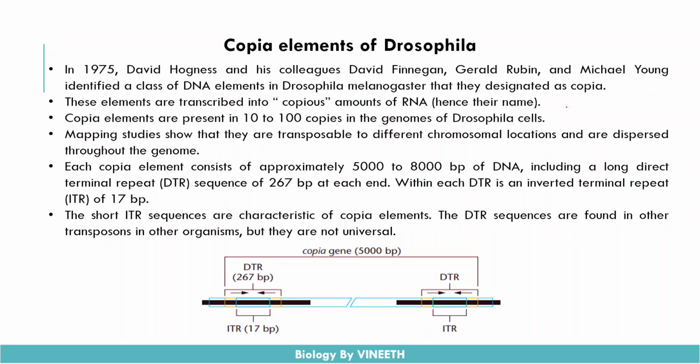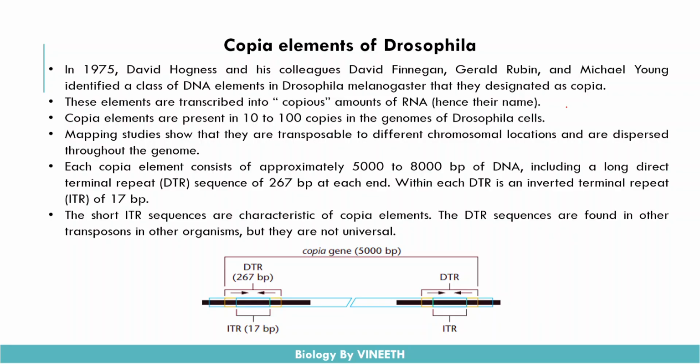Same as the transposable elements only, okay. And each copia element contains approximately 5,000 to 8,000 base pairs of DNA, which includes the long terminal repeats. You can also call them the long direct terminal repeats, DTR sequences, okay. And these long direct terminal repeats are 267 base pairs in length, okay.